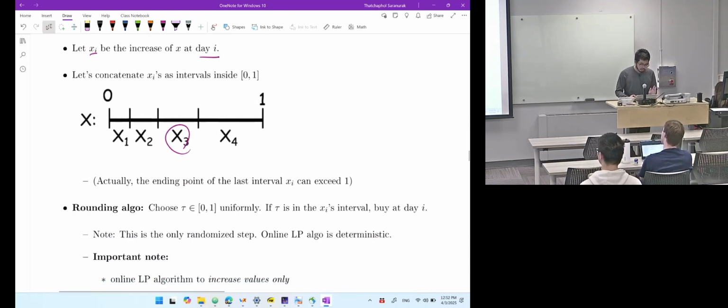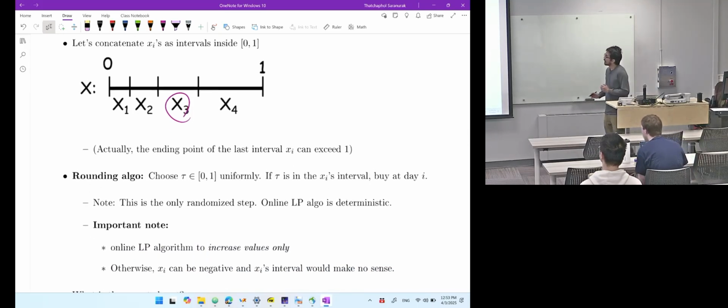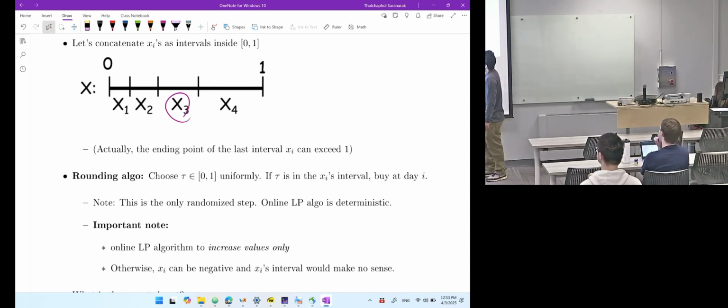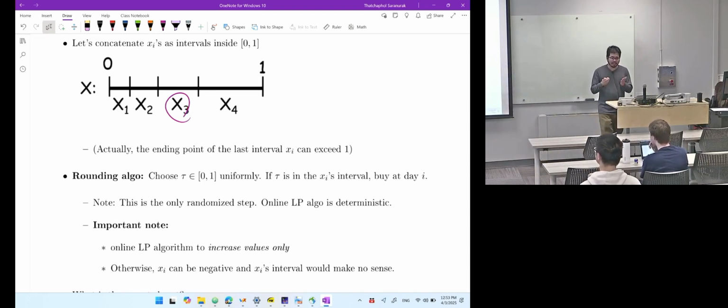Yeah, this is the only randomized step, but we need to be randomized. By the way, I pick tau uniformly. If tau is in the xi interval, we buy on day i. Note one thing: this description will make no sense if we allow x to be decreasing. This makes sense only if xi is at least 0, because this routing algorithm relies on the fact that our LP is monotone.